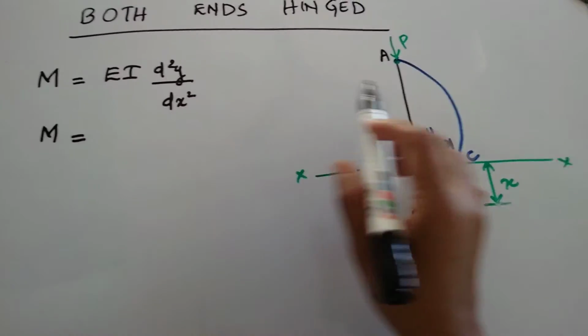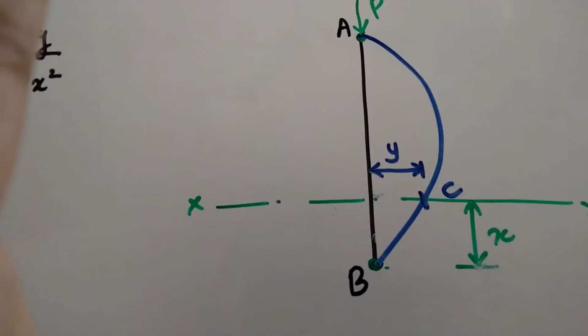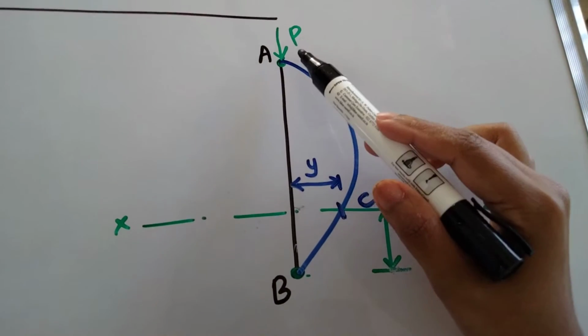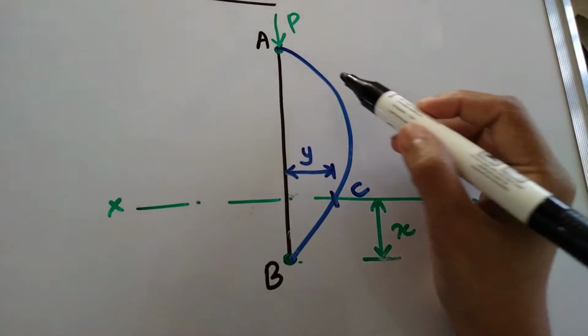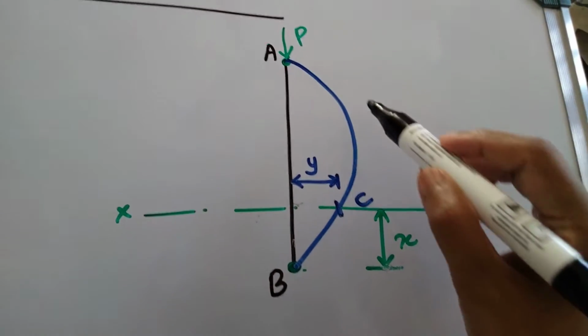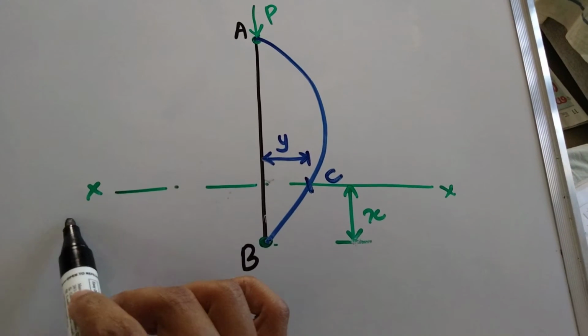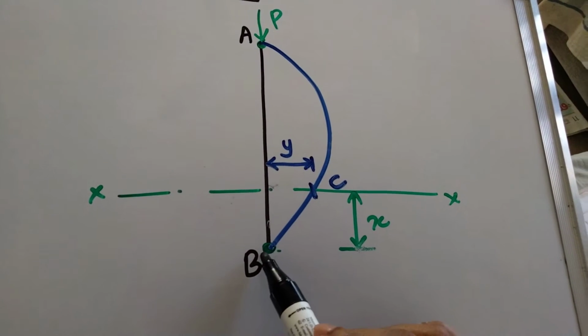For the both ends hinged condition, consider a column AB with both ends hinged at A and B respectively. Let P be the axial load acting. Due to the loading, the column gets buckled into this position. We are now considering a section XX at a distance of x from the point B.